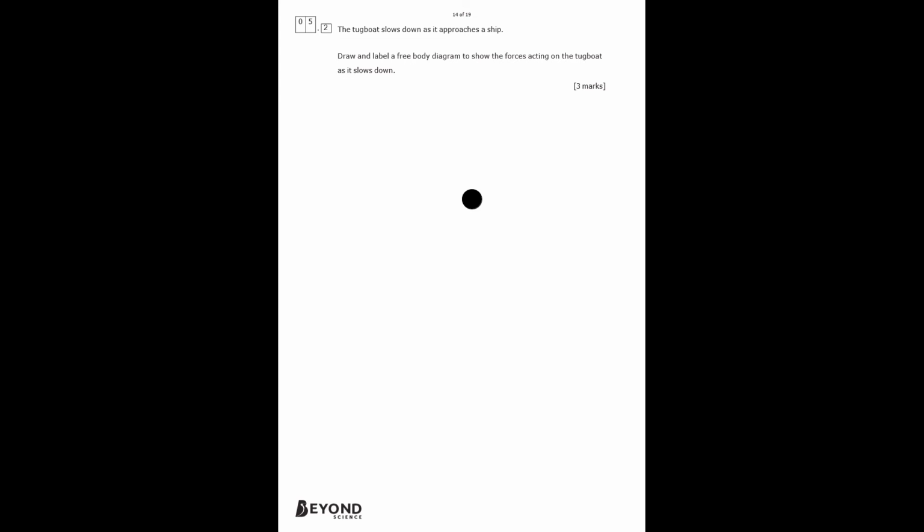All right, I've kind of done this already, 5.2. The tugboat slows down as it approaches a ship. Key word here, slows down. This tugboat is decelerating. To slow down or decelerate, there must be a resultant force backwards.